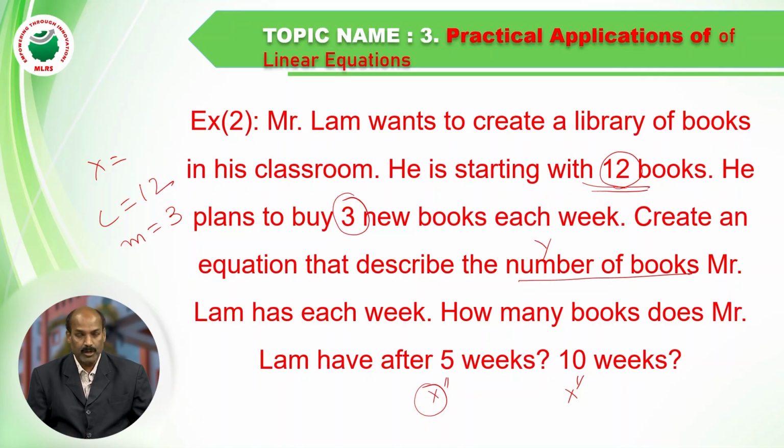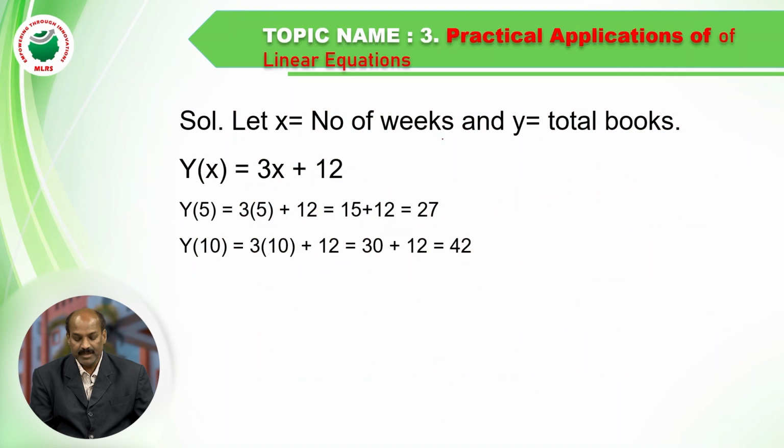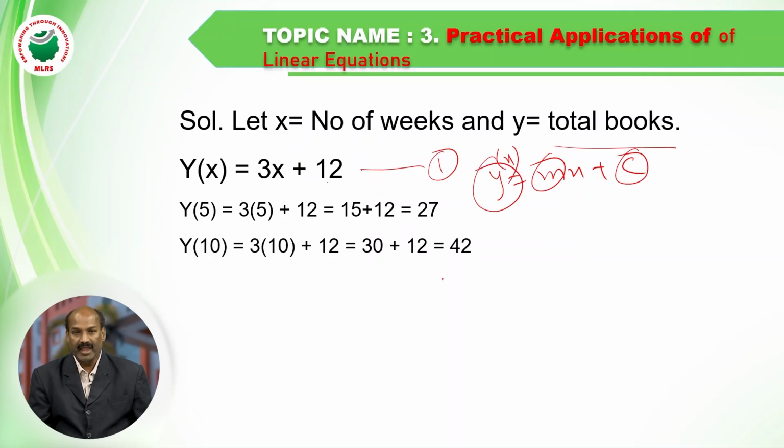So from this background now we write the mathematical equation. You can write very easily. Same thing here I mentioned, x represents the number of weeks and y the total books. Therefore, the linear equation in this problem is y of x equal 3x plus 12. Just substitute those values in y equal mx plus c. m is 3 and c is 12, and y is a function of x. So we will get y of x equal 3x plus 12. This is equation 1.